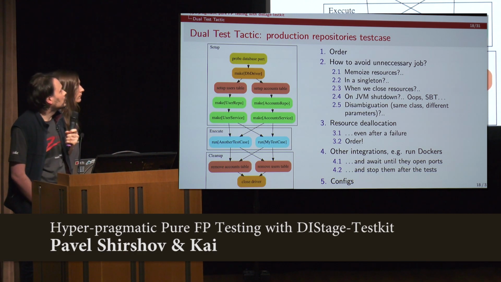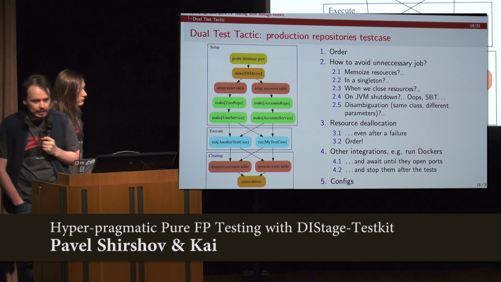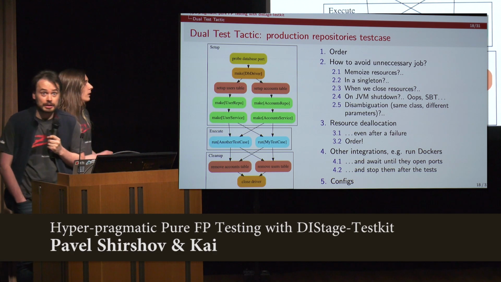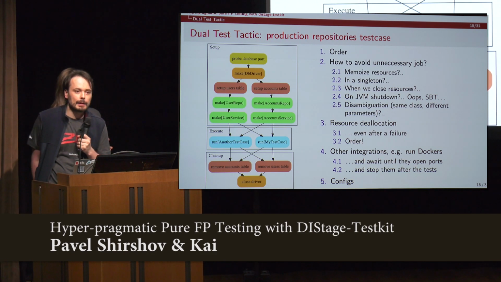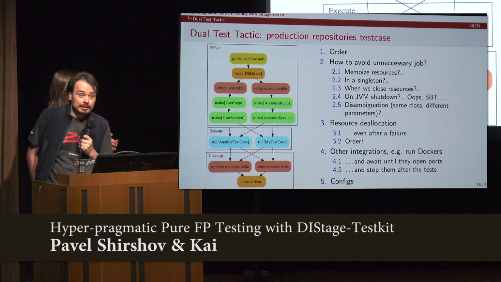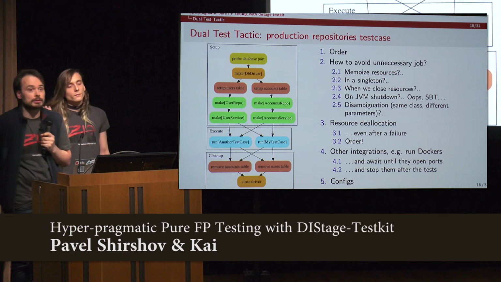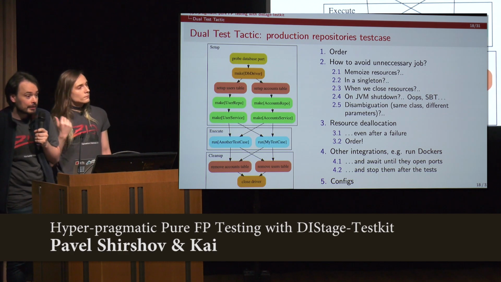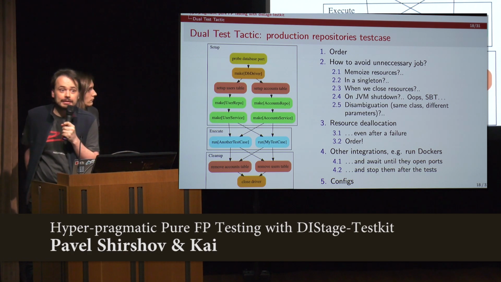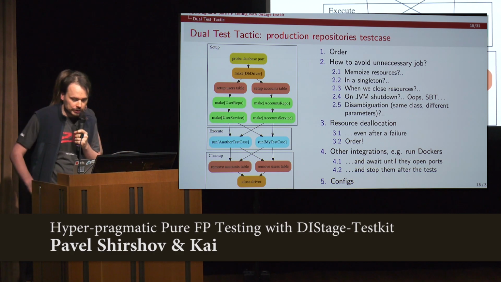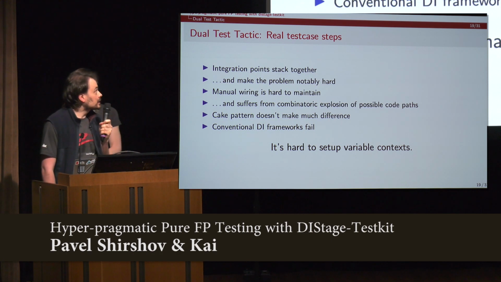This looks simple, but once we start looking at the diagram for a real test case, it doesn't look good anymore, because now we have three phases: setup, execution, and cleanup or teardown, and we have many aspects to take care of. We have to take special care of action order. We have to think how to avoid unnecessary work, how to memoize resources. We have to take care of resource allocation and deallocation, especially in situations when something failed. We still want to be able to shut down or deallocate our resources in the correct order. We may wish to add other aspects like Docker container support, and we may want to wait until our containers become available, and so on and so on.